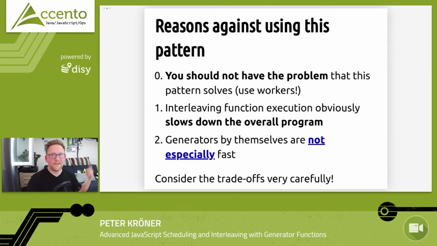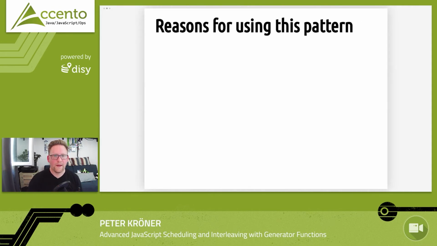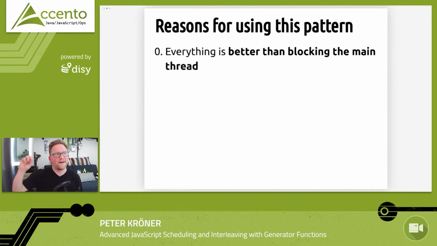But there's also reasons for using this pattern. And the most important reason here is that no matter the disadvantages, everything's better than blocking the main thread. If there's one thing you don't want to do in the front end is to drop frames. You want to keep every function call within your 16 milliseconds of budget. And if the only way to do this is to use a generator and take all of the disadvantages that we talked about and just deal with it, well, then you should probably deal with it.